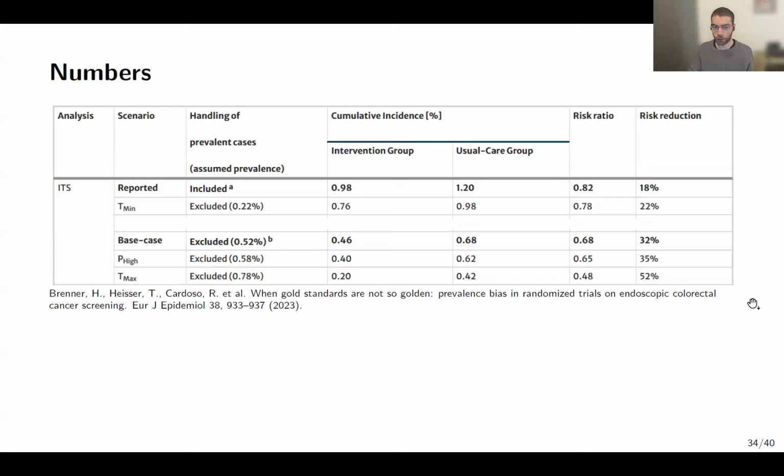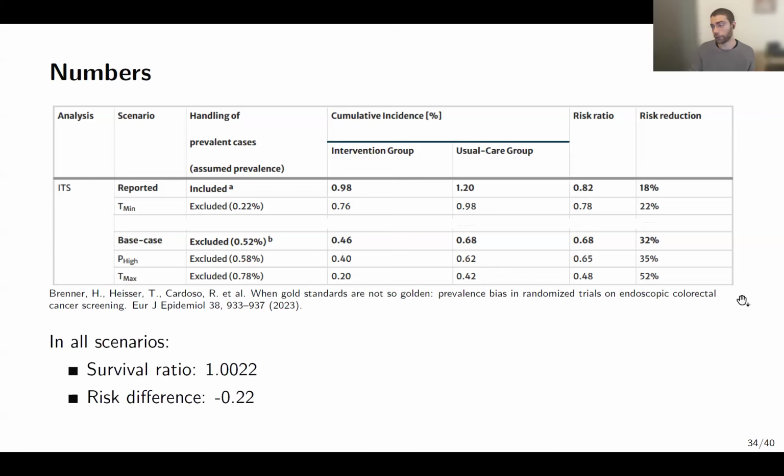So quite a change. However, what you can notice from this table is that if you calculate the survival ratio, it will be identical in all the scenarios. And if you calculate the risk difference, it will be identical in all these scenarios. So the survival ratio is just 1.0022 for all these five scenarios, and the risk difference is just minus 0.22 for all these five scenarios.